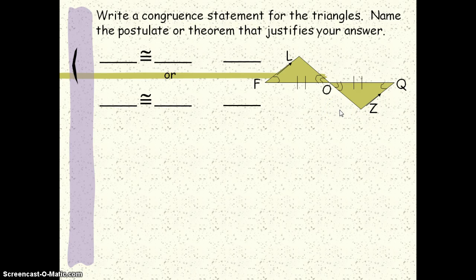I also can mark my vertical angles congruent. So using this, I know I have angle, side, angle, and I have angle, side, angle. Be careful whenever you write your congruent statement that you're matching up all the congruent parts. So triangle LFO is congruent to triangle ZQO. Notice that L matches up with Z, F matches up with Q, and O matches up with O. This is using angle, side, angle.